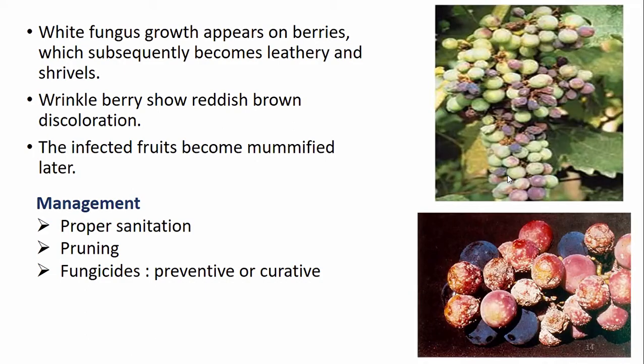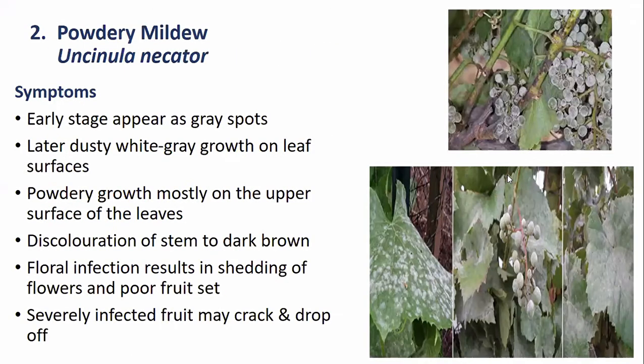Second, powdery mildew, Uncinula necator. Symptoms: in the early stage, gray spots appear on the fruit and leaves. Later, dusty white gray growth appears on the leaf surface. Powdery mildew growth is mostly on the upper surface of the leaves. Then the stem discolors to dark brown. Floral infection results in shedding of the flowers and poor fruit set. If flower formation is affected, fruit setting may also be affected.